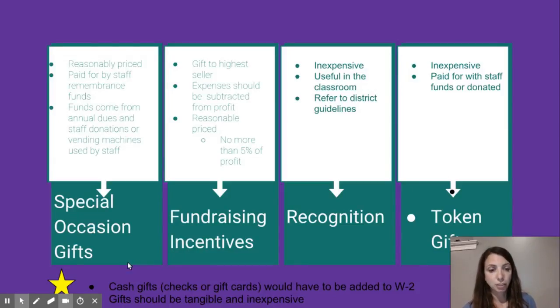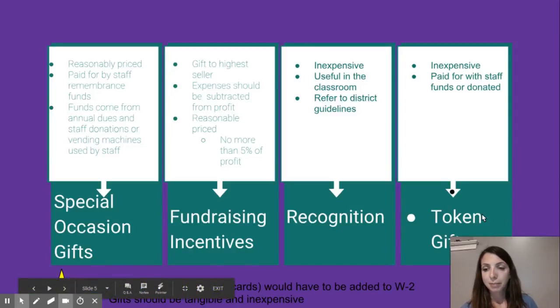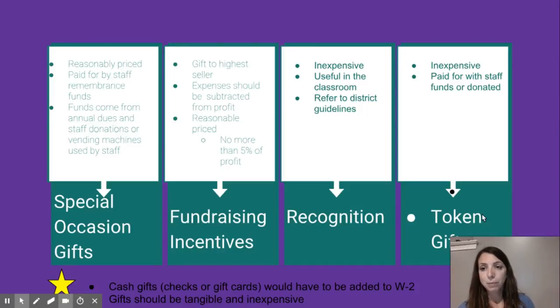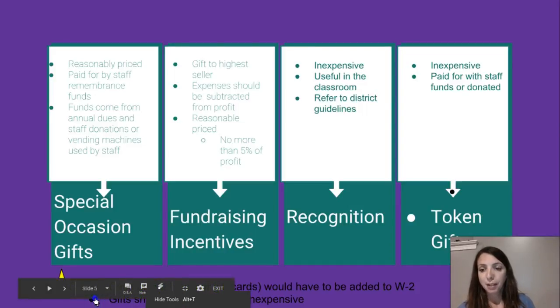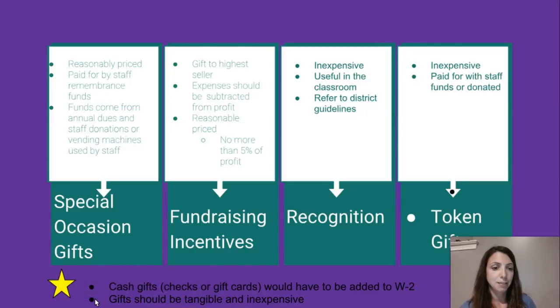This is just a chart showing some of the funds, some of the gifts that can be purchased. The special occasion gifts, these need to be reasonably priced, paid for from the Remembrance Fund. This is the fund that is set up by dues at the beginning of the year by staff or donations. They can also be from staff vending machines. If the staff is using the vending machines, then it can be used for staff special occasion gifts.